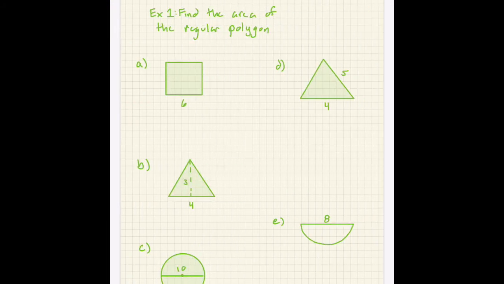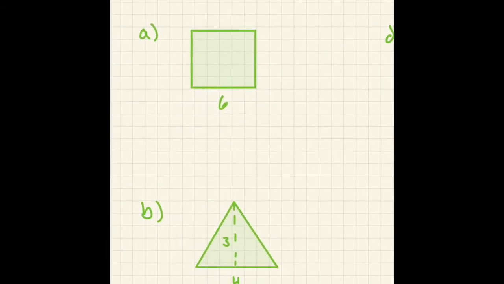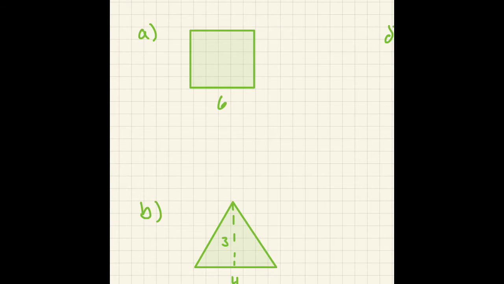It says find the area of the regular polygon. The key here is that it states that these are regular polygons, so that implies that all of the side lengths are the same. On this first one, we've got this rectangle, and since it's a regular polygon, that means this side here is also 6, so it actually turns out to be a square. To find the area, I can just do area equals side times side, which is 6 times 6, which gives me 36, and this would be 36 units squared. They don't give us any units here, but this would be units squared. All right, that's good for the area of that square.